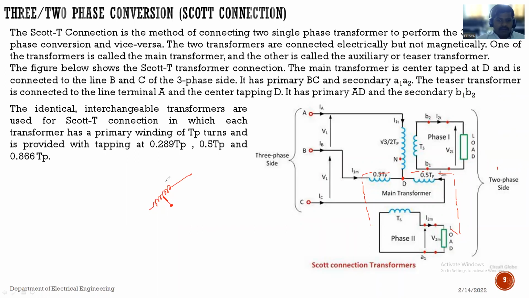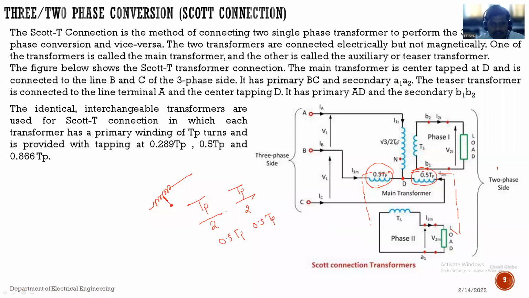Yes, sir. The primary winding of the main transformer is divided into two parts. Suppose we consider the total number of turns of the primary winding, it is nothing but TP. It is divided into two parts because it is centrally tapped, so that TP by 2 turns are obtained on one side and TP by 2 turns on the other side. That means 0.5 TP and 0.5 TP can be obtained. Look here, 0.5 TP turns on this side, 0.5 TP turns on this side.